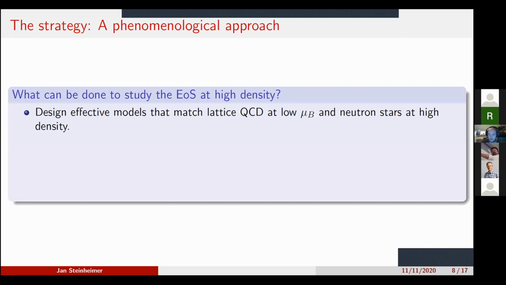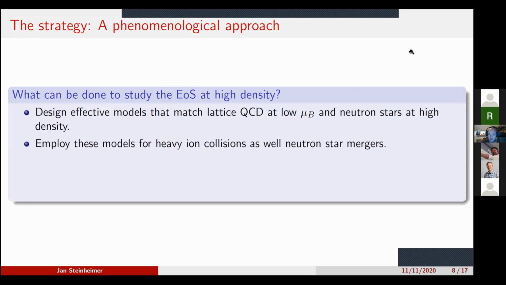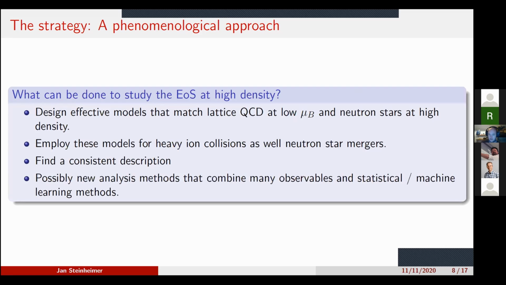Can we have an alternative approach instead of just taking lattice data? What we did is we tried to design an effective model that matches QCD at low chemical potential, and neutron star and nuclear matter properties at high density. Then we see how both regimes merge into each other. And of course we want to employ this model for heavy ion collisions as well as neutron star mergers and see whether they give reasonable results or not. For this, we need to find a consistent description for both.